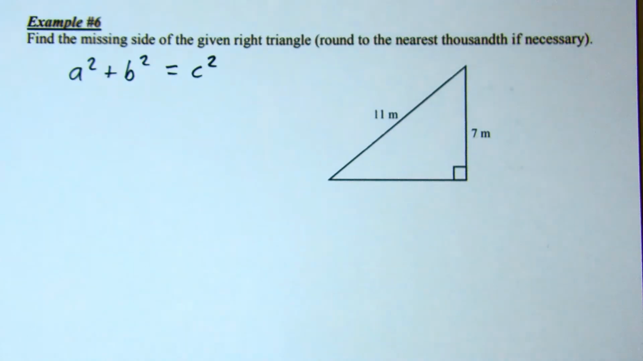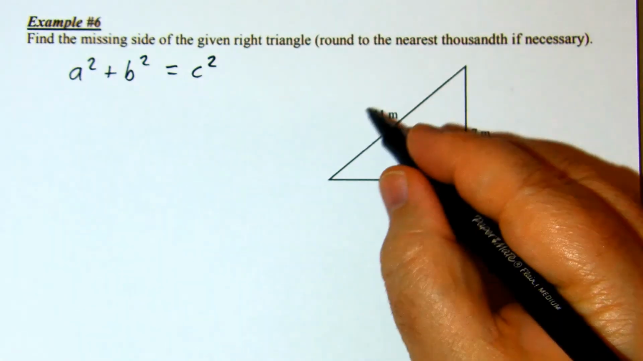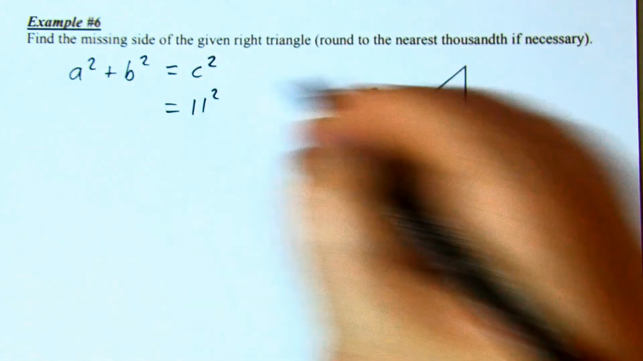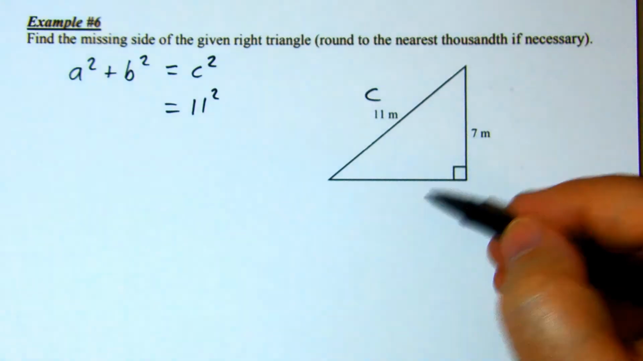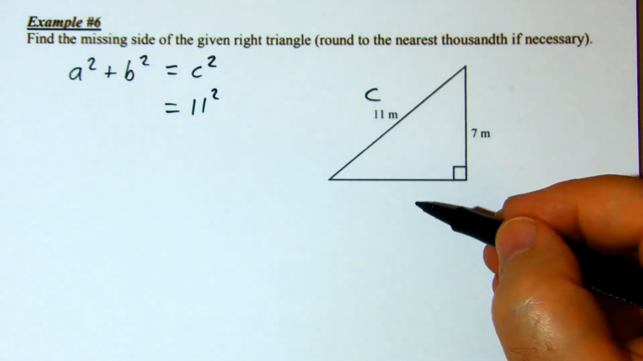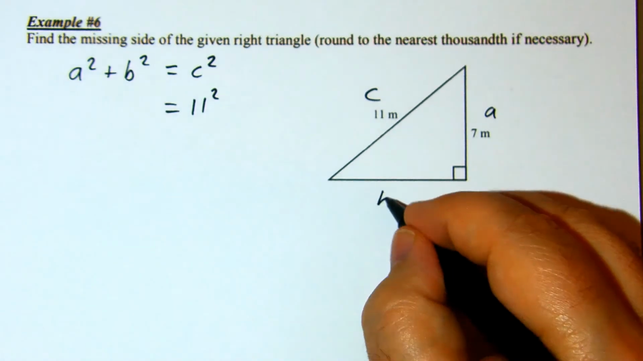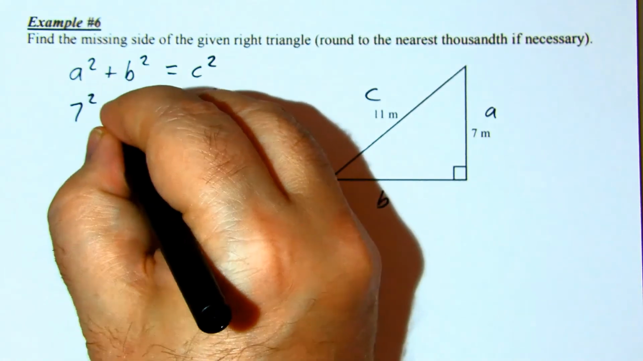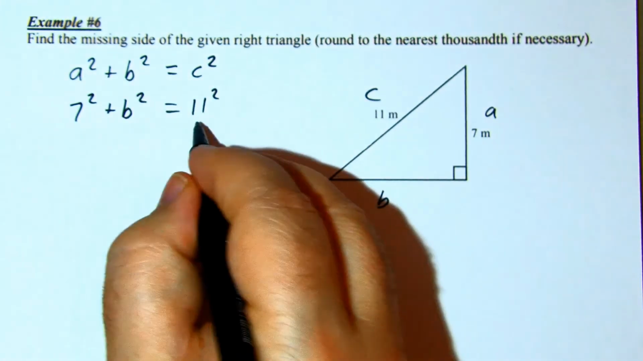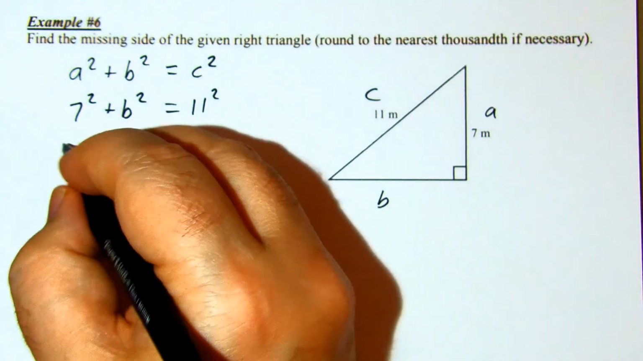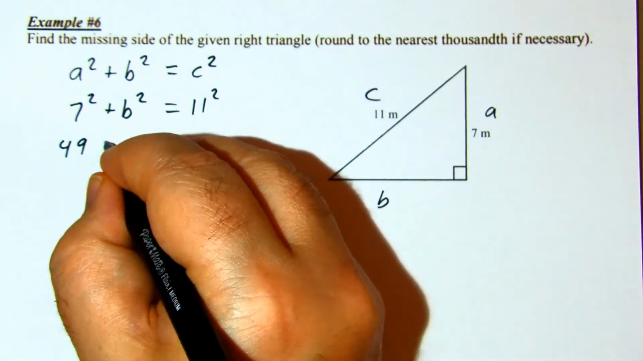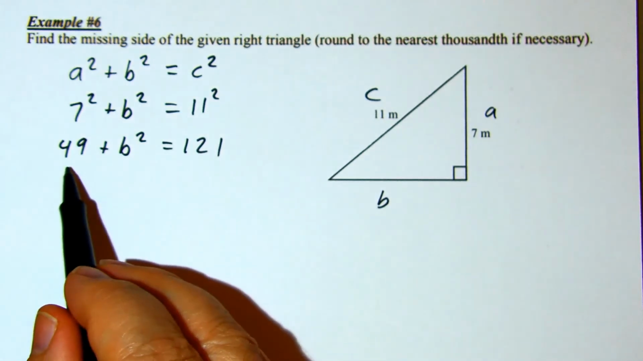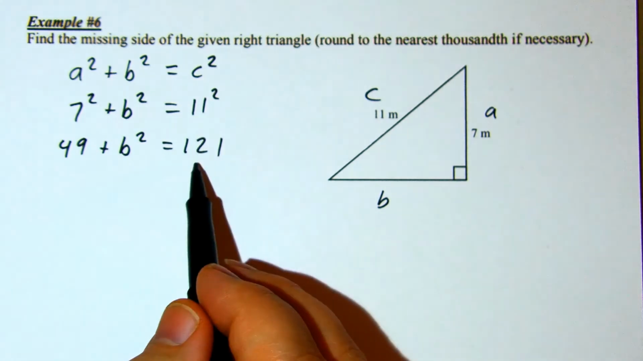And now I'll substitute some values in. I don't have any choice but to make this side c. That's the hypotenuse, so that equals 11 squared. With a and b, it wouldn't matter which of these I call a and which I call b, so I'll call this side a and this side b, as long as a and b are my two legs. So I get 7 squared plus the unknown b squared equals 11 squared. Using my calculator, I can simplify 7 squared to be 49 and 11 squared to be 121.